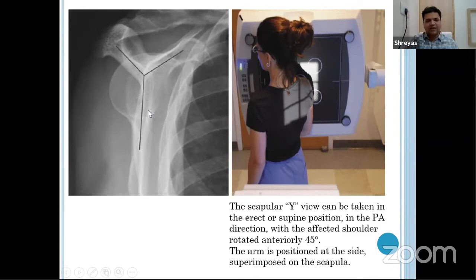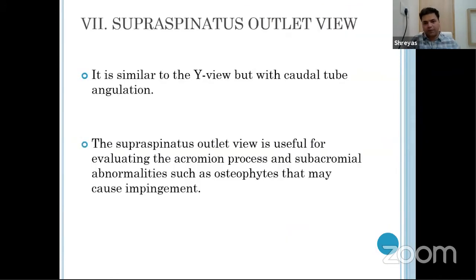This is an excellent view to check for anterior or posterior dislocation in the trauma setting when the patient is unable to move his arm. How to obtain this view? The scapular Y view can be taken in the erect or supine position in the PA direction with the affected shoulder rotated anteriorly at 45 degrees. The arm is positioned at the side, superimposed on the scapula.